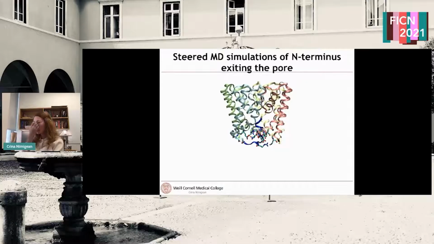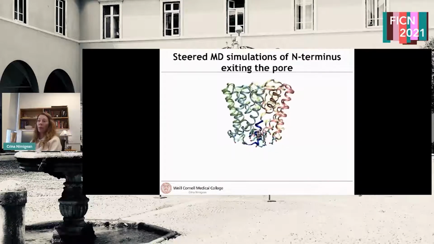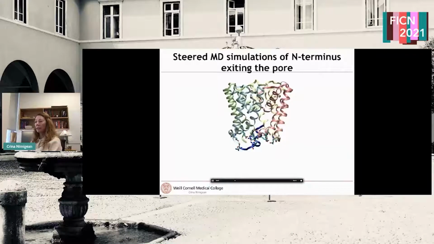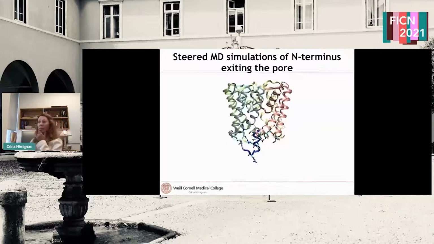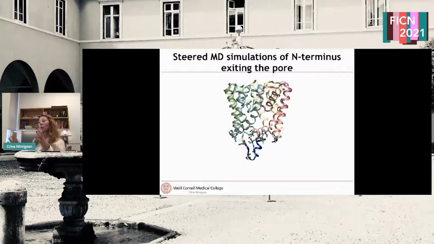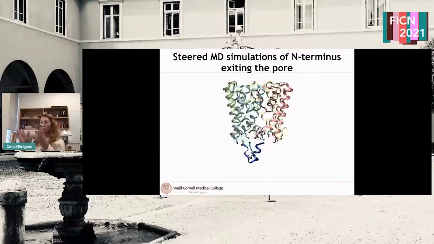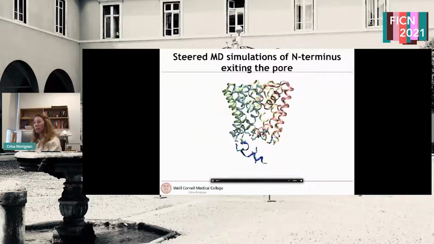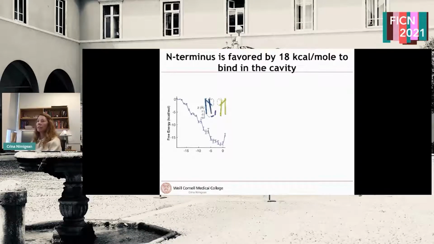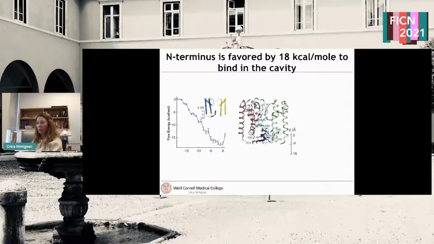So we also did, meaning Emily and Toby did, MD simulation to figure out how favorable it is for this peptide to bind in the pore. And basically, they found that it takes quite a lot of energy to pull the peptide out of the open pore. So they started with the structure, and then they tried to pull it out. And this is steered MD simulation. And what they found is that it takes about 18 kcal per mole to pull the peptide out.